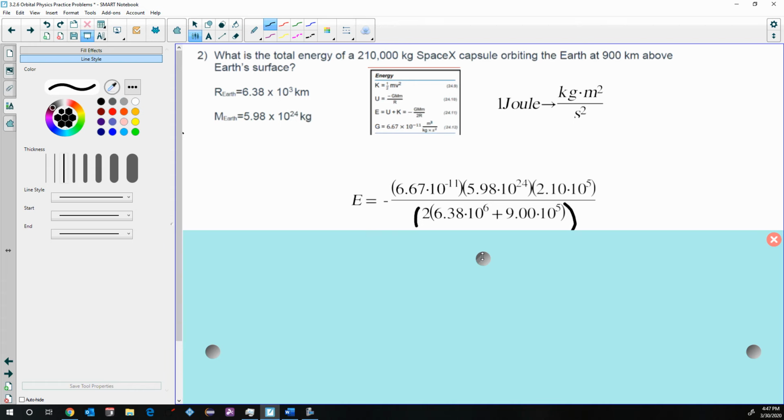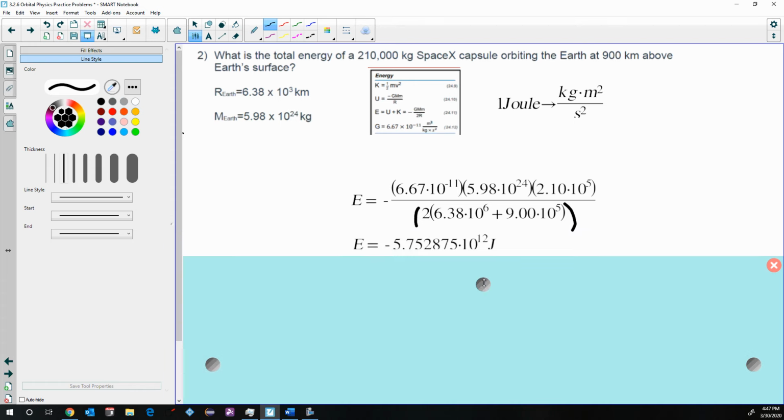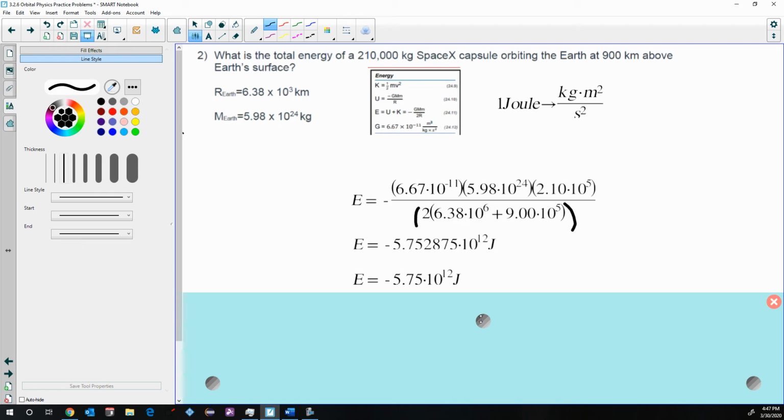So when you do that, you end up finding out that the total energy of this guy is negative 5.752875 times 10 to the 12th joules, which becomes negative 5.75 times 10 to the 12th joules. Anyway, so that's what we get: negative 5.75 times 10 to the 12th joules is our total energy for this capsule floating around the Earth at the time.